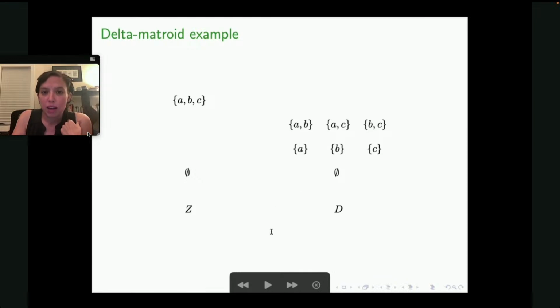Which one is a delta matroid and which one is not? Does anybody have a... I'm sorry?